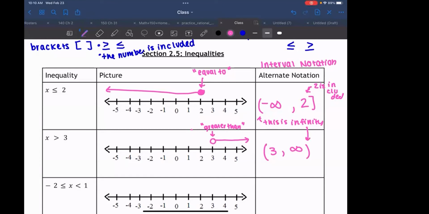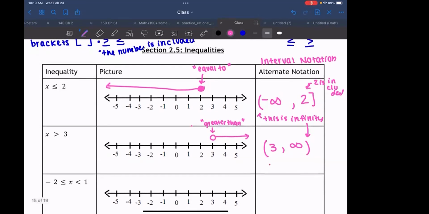So how is infinity included? Oh, so we used a parentheses here, which means it's not included. So infinity isn't included. Yeah, because we can never reach infinity. There's no way you can go far enough out to get to infinity, right? Infinity is not included either because it's not equal to. So this one is a parentheses because it's greater than but not equal to, right? If that makes sense. Any other questions on the first 2?